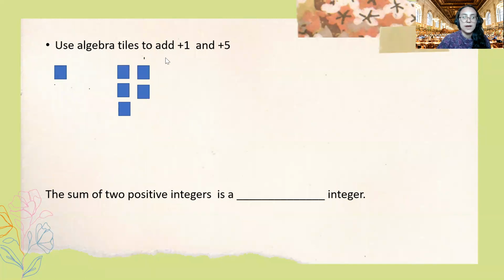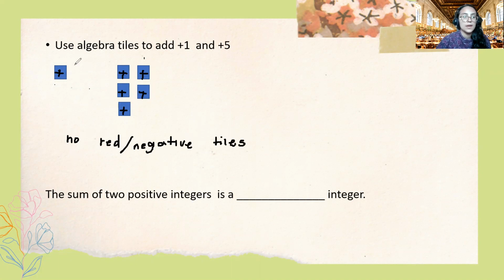So here we have the algebra tiles again, and we're asked to add +1 and +5. Because these both are positive, I'm going to have blue tiles, which are positive. Here's 5 for +5. And you notice that there are no red tiles. So we're going to write that here. There are no red or negative tiles. All of these are going to be positive. So there's nothing really to pair up.